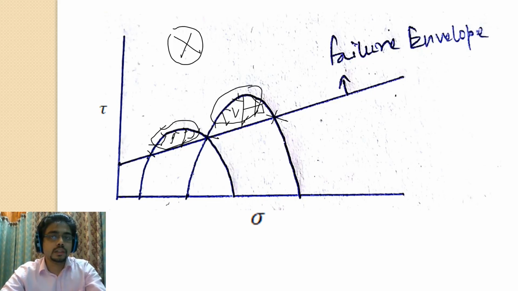So the failure envelope will only pass through the common tangent. It will be only the common tangent to 1 or 2 Mohr circles, or 2 or 3 Mohr circles. This type of figure does not exist.